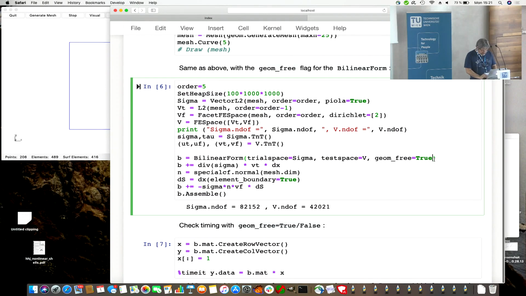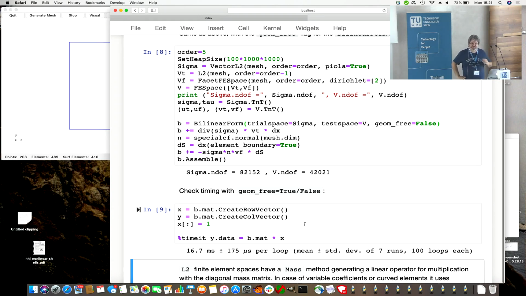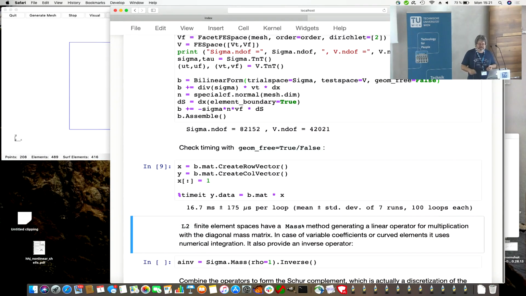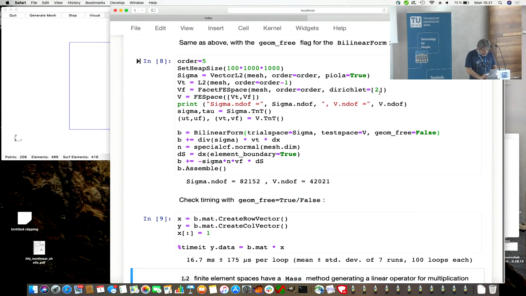If we go back and do the same stuff without geom-free, it's about 20 times slower, I think, to remember. The timing takes about 16 milliseconds per application, about 20 times slower. So instead of doing the sparse matrix vector product, we can now do the multiplication of this reference element matrix with the vectors all together, utilizing dense linear algebra, calling BLAS kernels. I'm going to come back to geom-free to true.